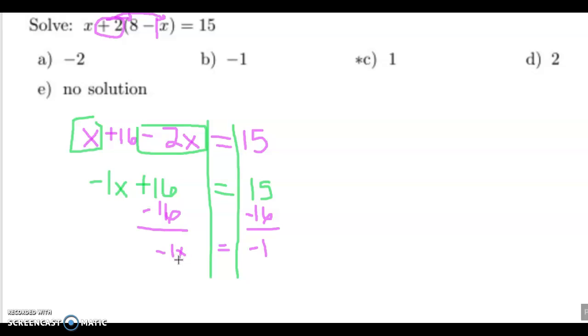Now I need to solve for a positive 1x, so I have to get rid of that negative 1. And I'm getting rid of the negative 1 by dividing both sides by that because it was multiplied by the variable x. So I'm left with x equals, and a negative divided by a negative is a positive. 1 divided by 1 is 1.